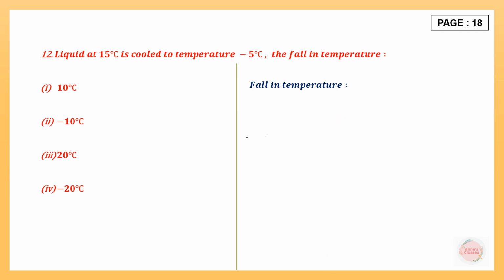So the fall in temperature will be, you write down 15 degrees Celsius. Now it has fallen, isn't it? So that means minus minus 5 degrees Celsius. So this we have to work out. So 15 degrees Celsius means 15 minus of minus 5. So this will be 15 minus into minus. Minus into minus is plus. So 15 plus 5. 15 plus 5 is 20. So this will be 20 degrees Celsius. So which is our answer here in the options? 20 degrees Celsius is option 3. So this is our answer.